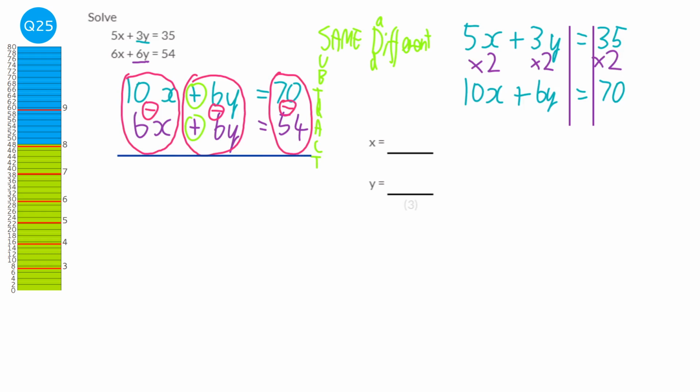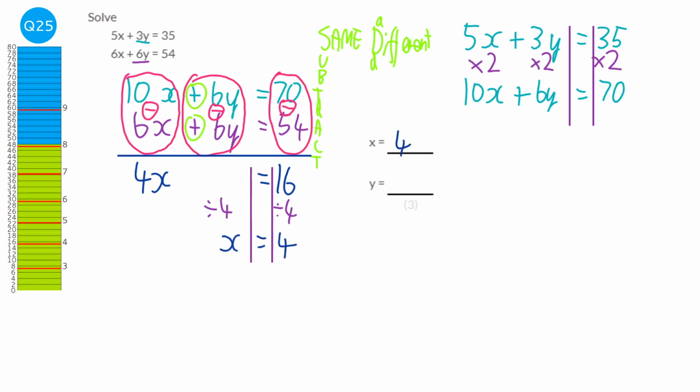10x take away 6x is going to be 4x. 6y take away 6y is nothing, which is good, because if we're left with any y's here, that means we've made a mistake. And 70 take away 54 is 16. And let's get our lines in, because we need to solve this last bit by dividing by 4 both sides. And so we've got x equal to 4.